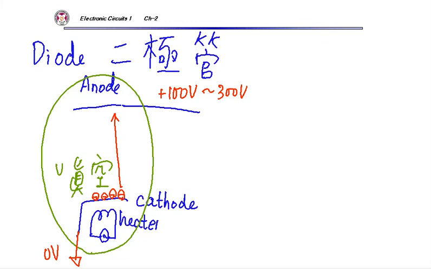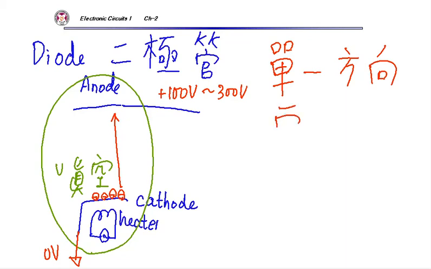So a diode flows current in one direction only. That's what a diode does. That's a property of a diode.